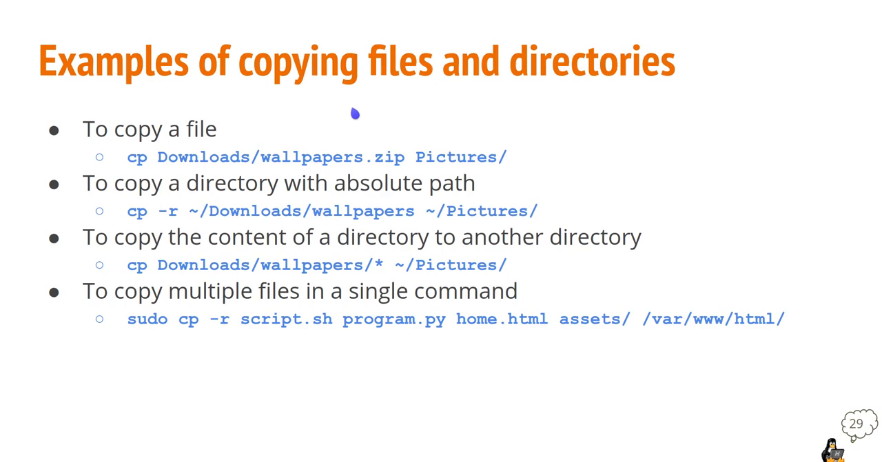Example number 1. To copy a file. Simple. cp, the file that you want to copy, and where it's going. In this case, a zip file called wallpapers, and it's stored in the downloads directory. To copy a directory with absolute path, very simple. You provide obviously the -r option since you're copying a directory, the directory that you're copying, and then the place where it's going.